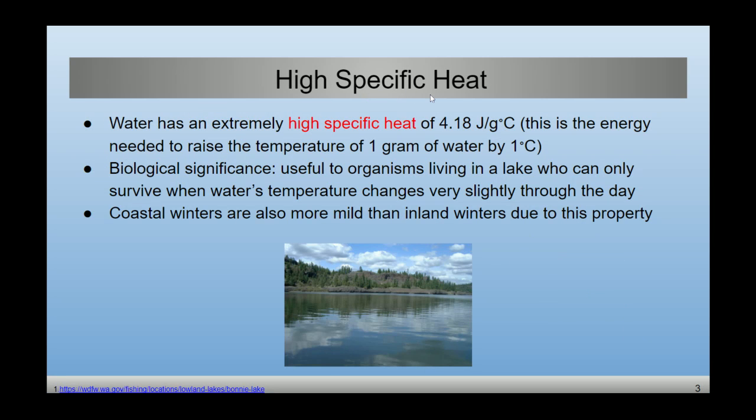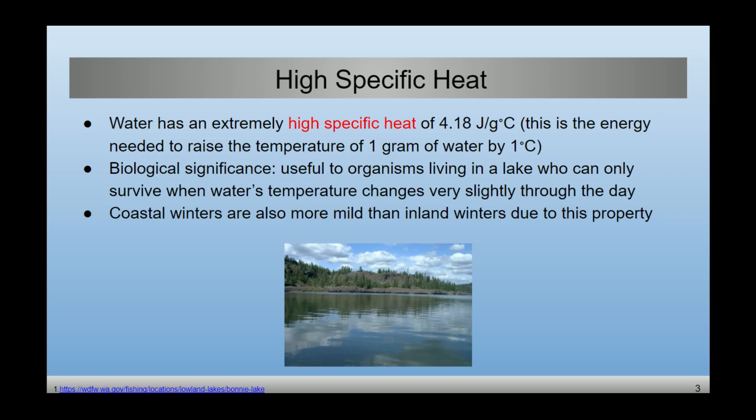The next property is its high specific heat. Water has an extremely high specific heat of 4.18 joules per gram degree Celsius. This is the energy needed to raise the temperature of 1 gram of water by 1 degree Celsius. Why is this significant? It is useful to organisms living in a lake, say fish or algae, which can only survive if water changes temperature gradually and only slightly.